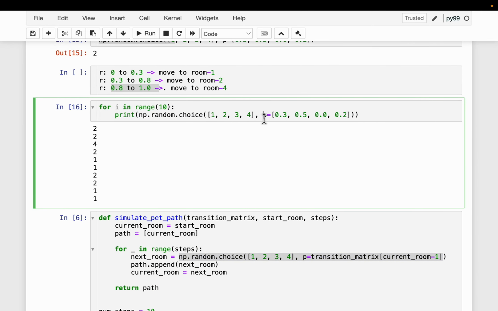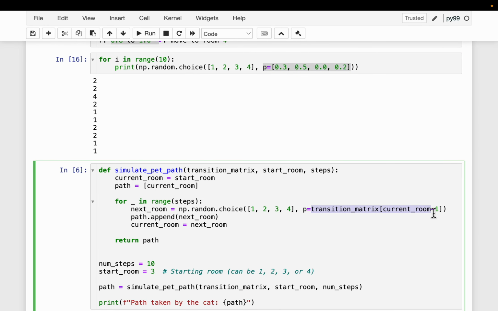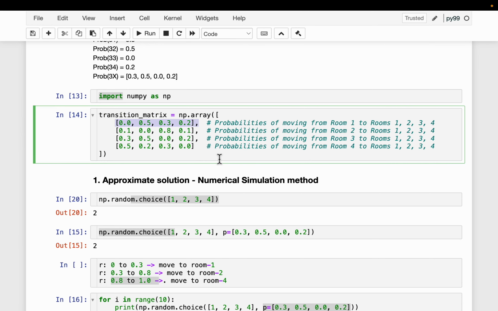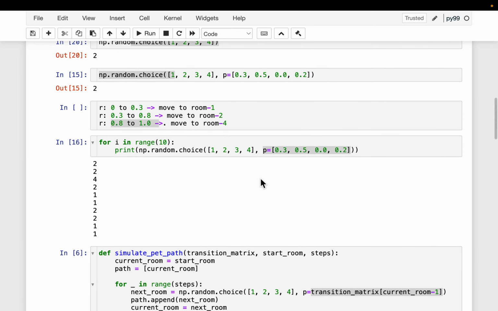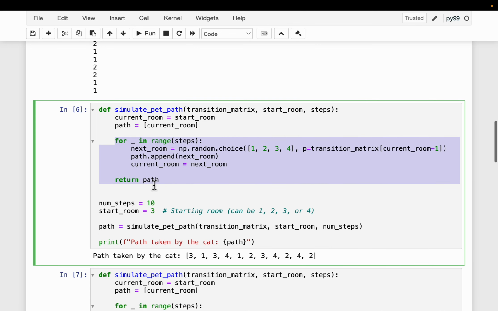Here we hard coded the probability for room number 3, the current room. So what we are doing here is dynamically updating the current room so that the appropriate probabilities are used when sampling or figuring out the next room. So we find out the next room, we add the next room to the path, and we update the current room. All right, so we run the loop for 10 times.